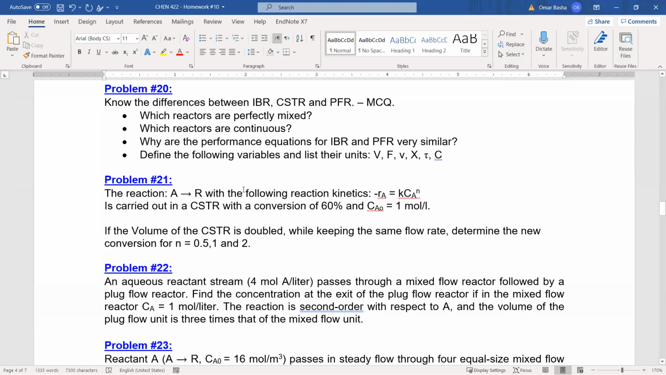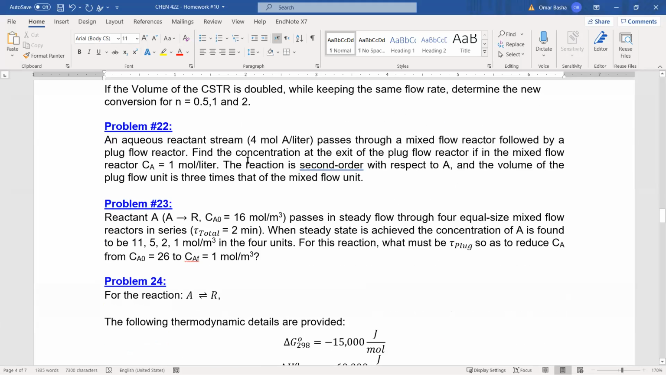Problem 20. Know the differences between IBR, CSTR, PFR. You can read this from your slides. This might show up on a multiple choice question. Make sure you know the fundamentals of the 3 types of reactors: plug flow, continuously stirred tank reactor, batch reactor, performance equations, what the variables mean, etc. Okay, let's move on.